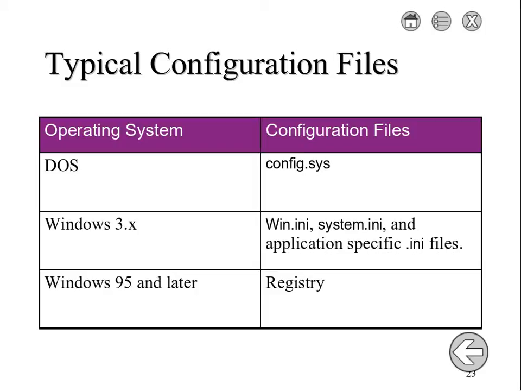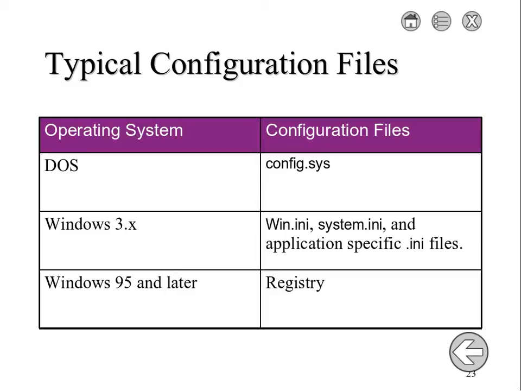The disk operating system had a special text file called config.sys. Config.sys is still in Windows. If you look in Windows, you can still find it, but it's just there for backward compatibility, so that old programs can still use it if need be.